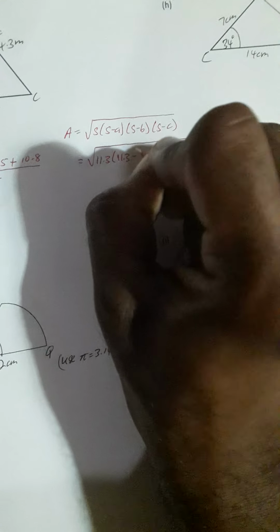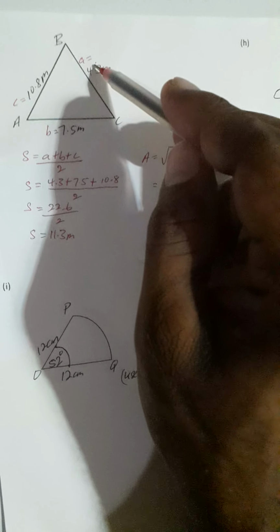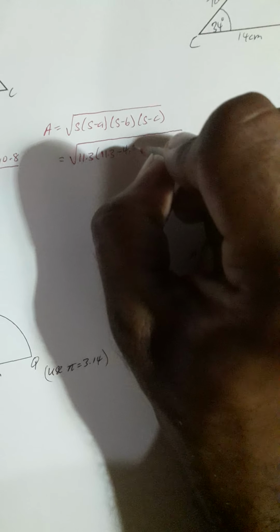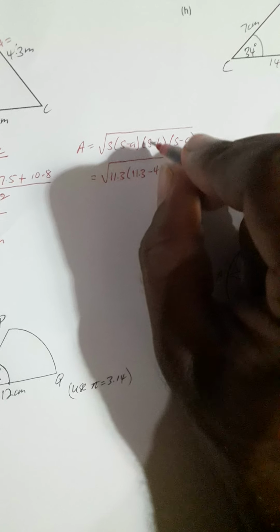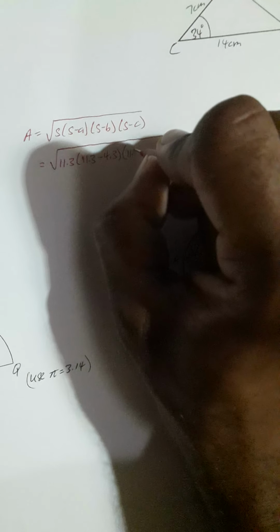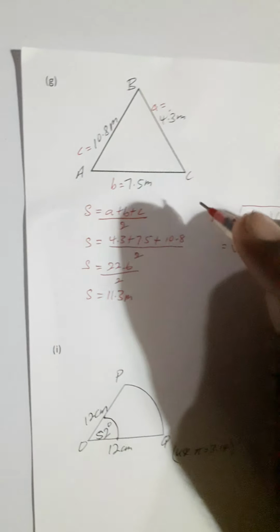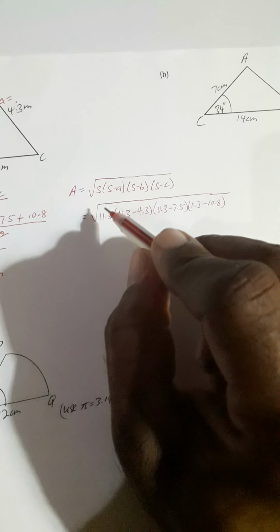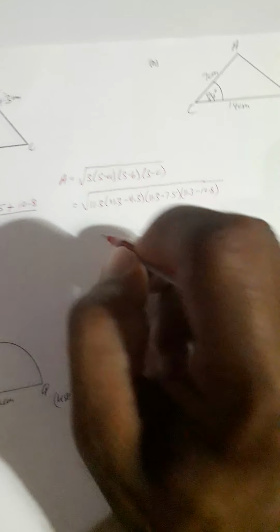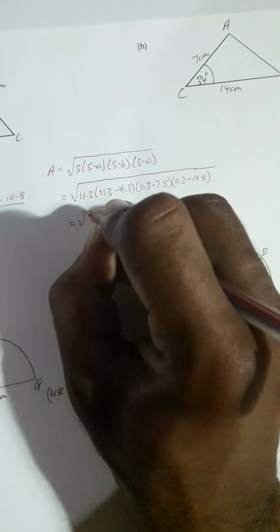So I put 11.3 open bracket S, 11.3 minus A. Well, A is 4.3 close bracket. Again we have S minus B, so S is 11.3 minus B, which is 7.5 close bracket. Again we have S minus C, 11.3 minus C, which is 10.8. Ensure that the square root sign covers everything. There, good. So BODMAS, we should work the brackets first.